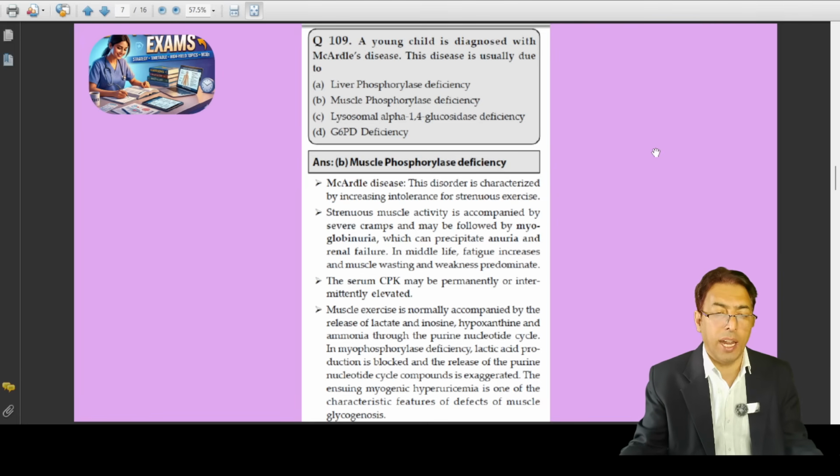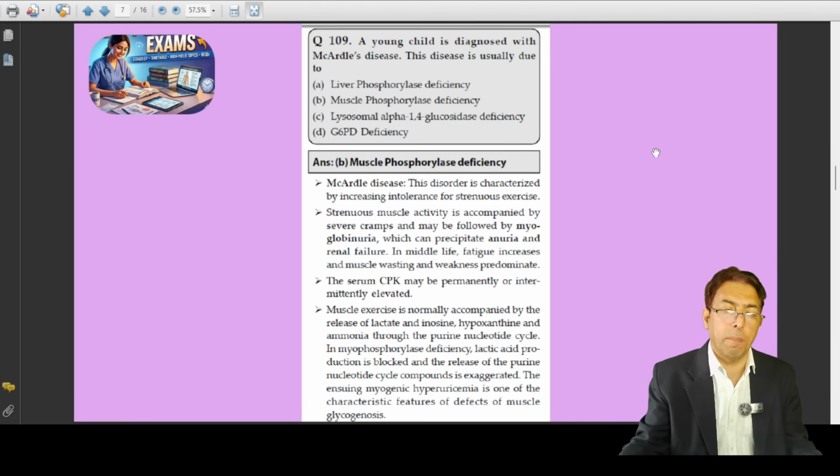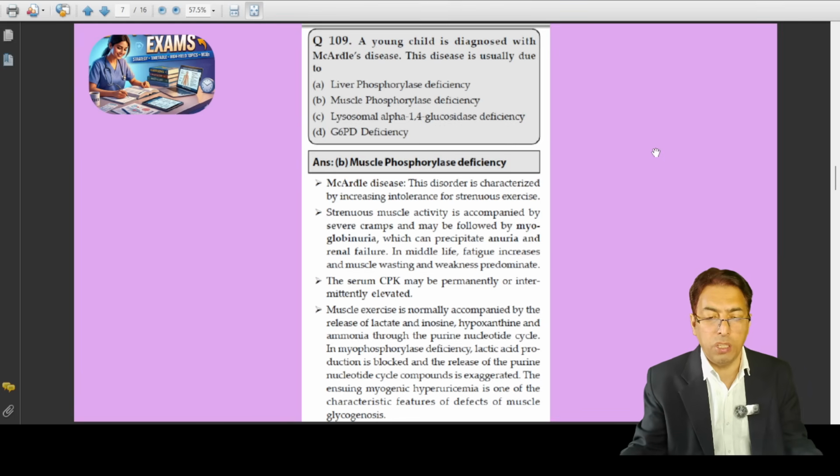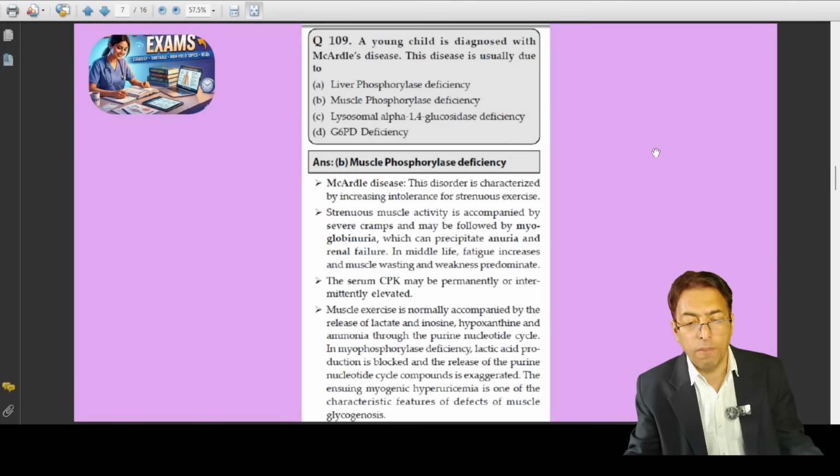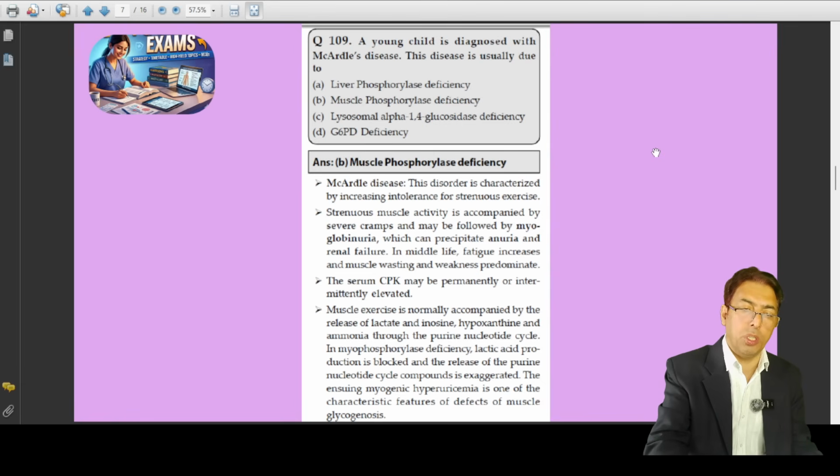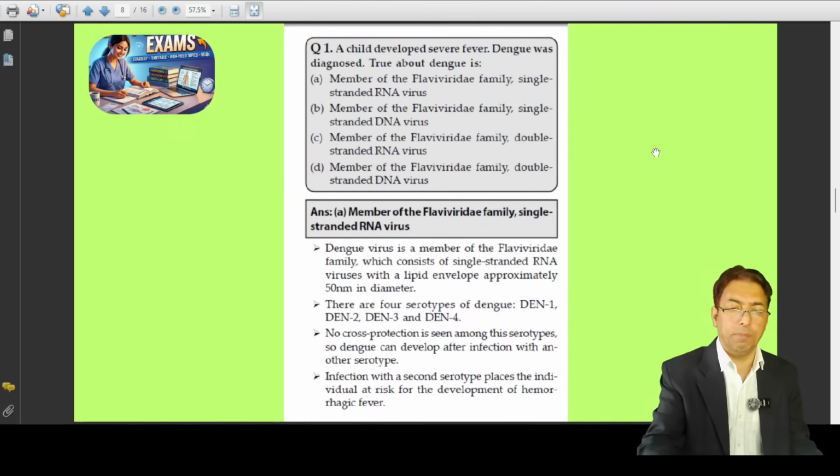And you have to remember that the muscle phosphorylase enzyme is deficient, and we have to go through the full spectrum of muscle phosphorylase deficiency or McArdle's disease, which is given in very good books like Lippincott, which I would recommend from myself as one of the best books in biochemistry to be read for these types of NEET PG and FMGE examinations.